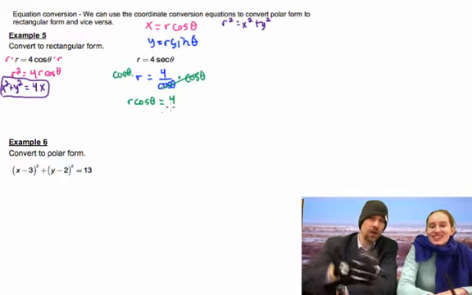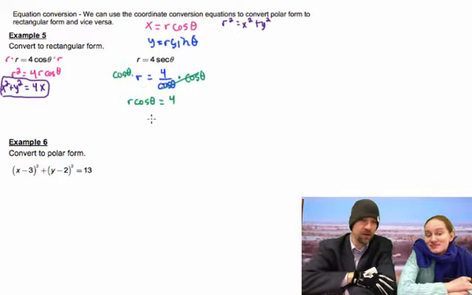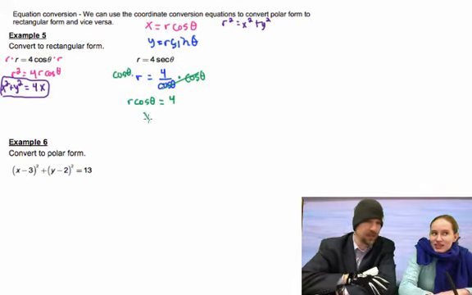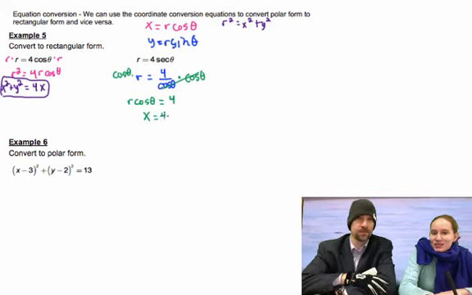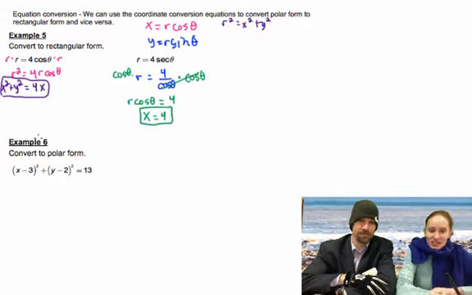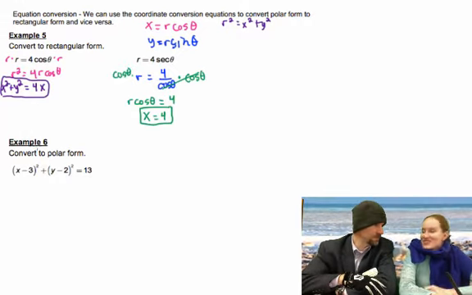Okay, so anyway, once you multiply both sides, now you've got r cosine theta equals 4, and r cosine theta is x. So x equals 4. No r's, no thetas, done.